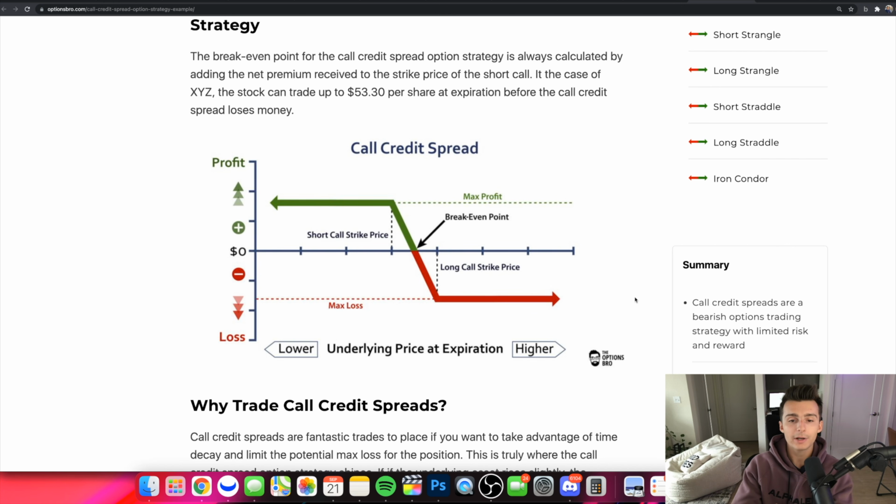But the great thing about credit spreads is that you're going to know your max loss and your max profit going in, so you don't have to necessarily worry about this option going crazy and when do I take profits, or the option just going down, down, down, and when do I cut a loss. You know that going in, and so you can make that determination before you even buy this spread.